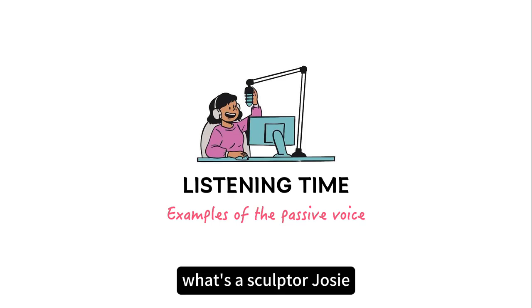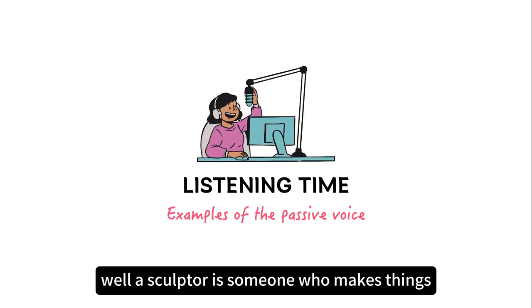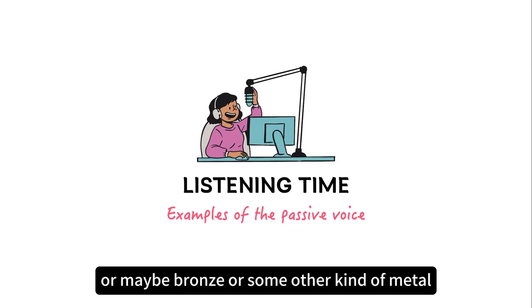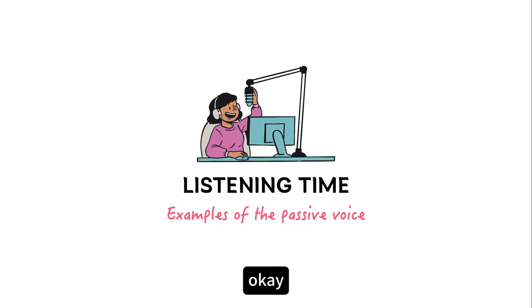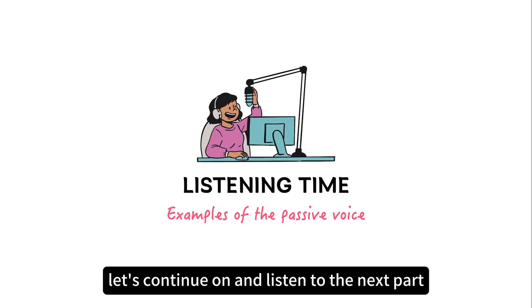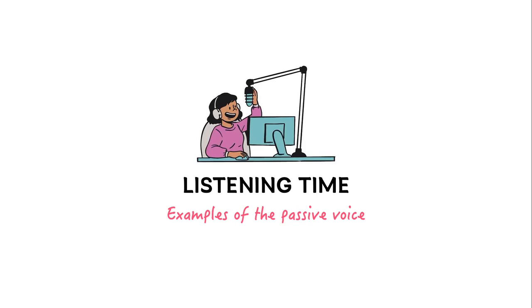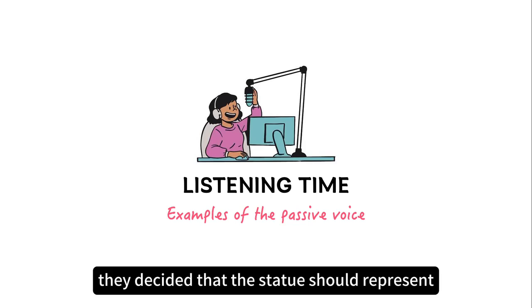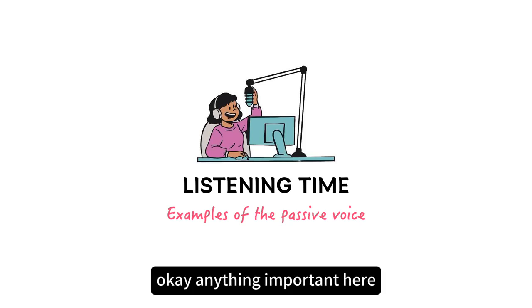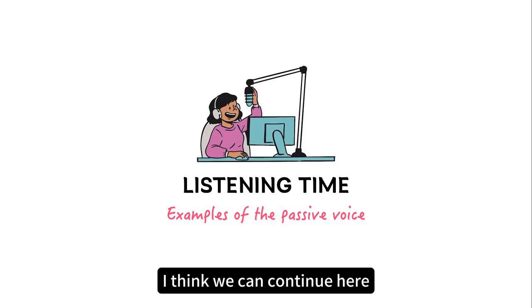What's a sculptor, Josie? Well, a sculptor is someone who makes things, makes pieces of art, statues, out of stone or maybe bronze or some other kind of metal. Okay. Right, that's the first paragraph. Let's continue on and listen to the next part. They decided that the statue should represent one of the USA's most important values, freedom. Okay, anything important here? I think we can continue here.